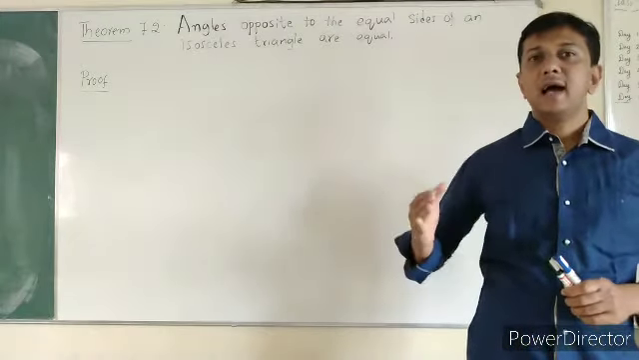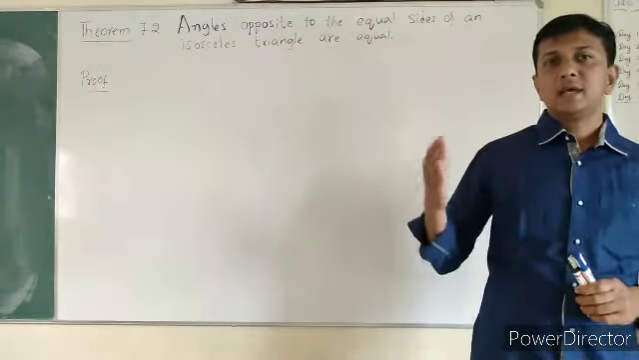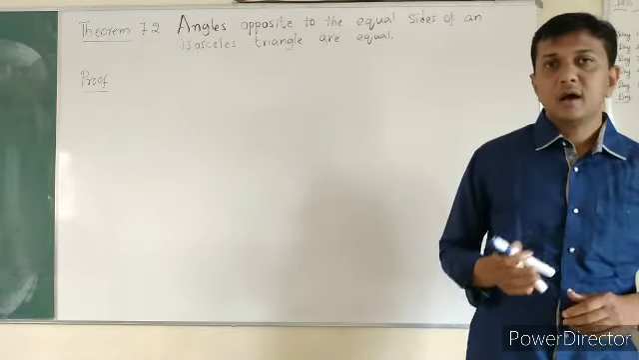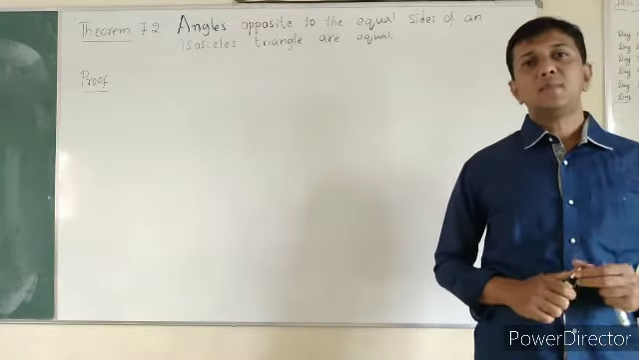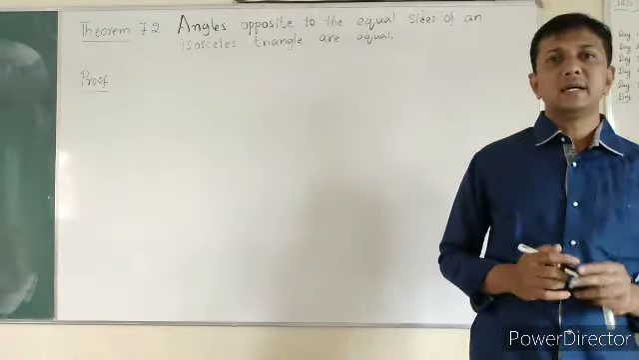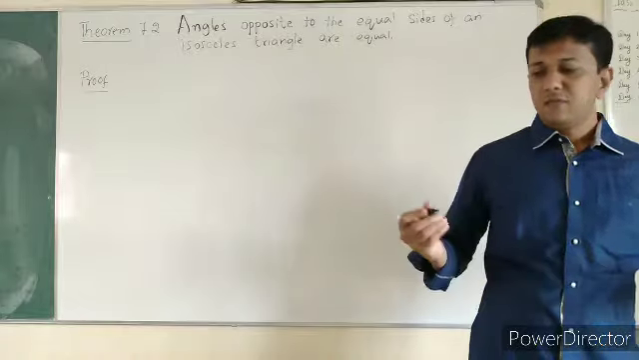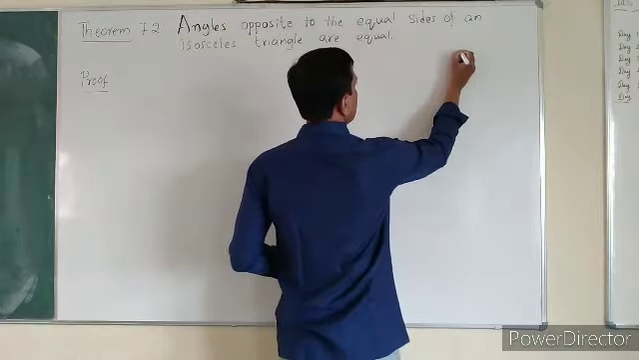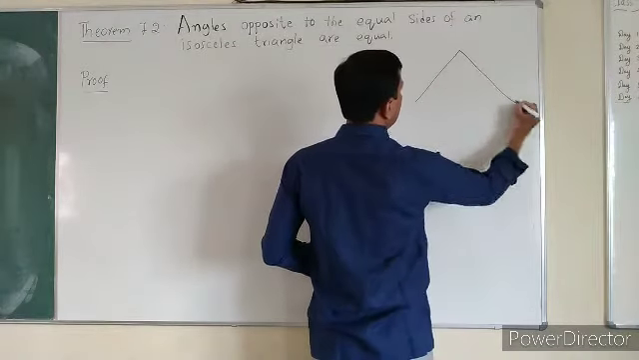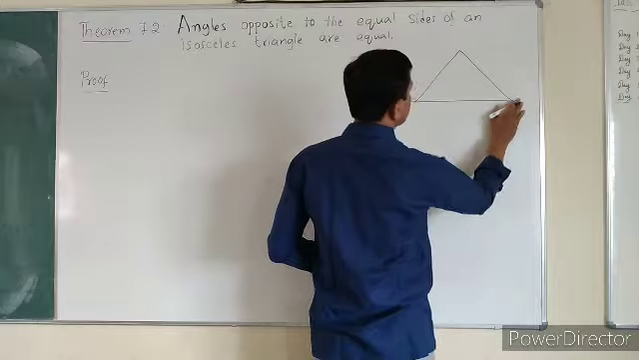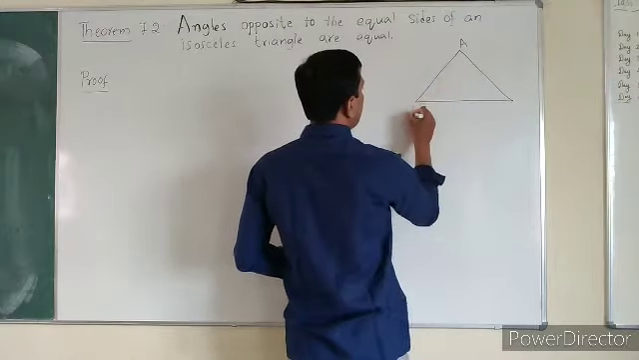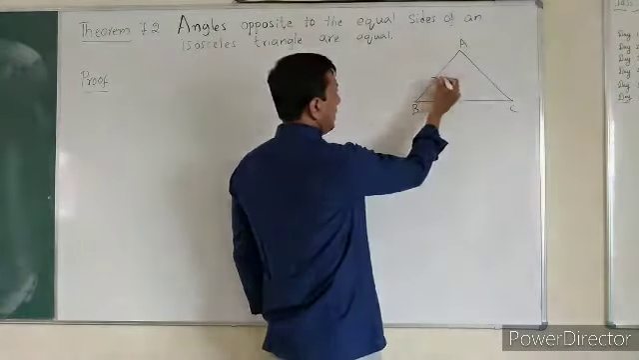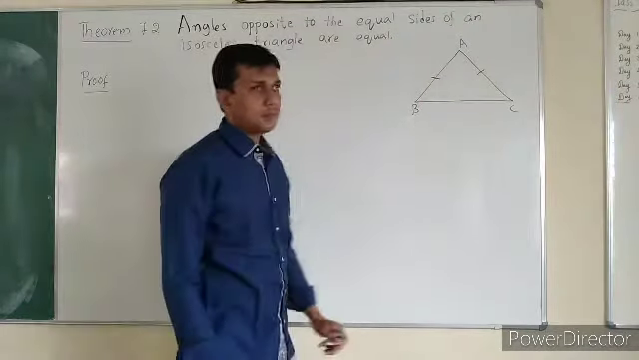Isosceles triangle. Angles opposite to the equal sides of an isosceles triangle are equal. While learning about the types of triangles, we came to know about the isosceles triangle. So what is an isosceles triangle? In an isosceles triangle, any two sides can be equal. So I will take ABC as an isosceles triangle where AB is equal to AC.